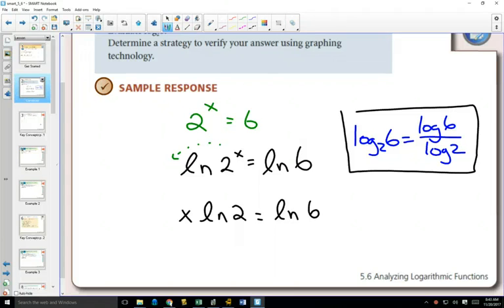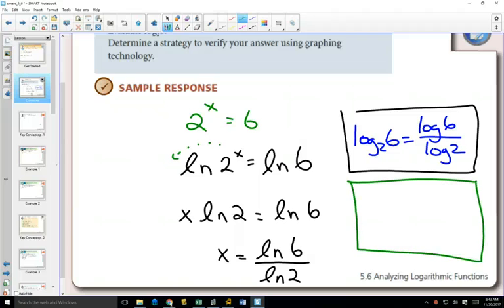And so we get x natural log of 2 equals natural log of 6. How could I get x by itself? Divide both sides by natural log of 2. So we get, in another box, I can write log 2 of 6 is equal to the natural log of 6 divided by the natural log of 2.